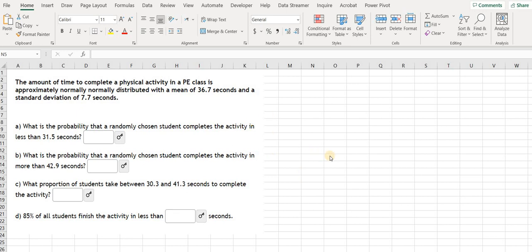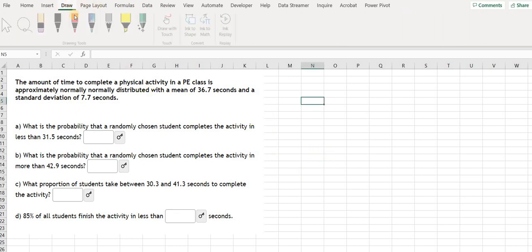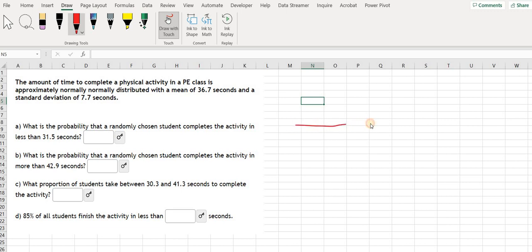Since this is a normal distribution, I'm going to sketch the shape. So here is the normal distribution. The mean is in the middle, and the standard deviation is given. To answer the first question, what is the probability means what is the area under the curve that a randomly chosen student completes the activity in less than 31.5. So 31.5 is approximately here. And less than means the area below, so I'm looking for this area that I'm shading right here.